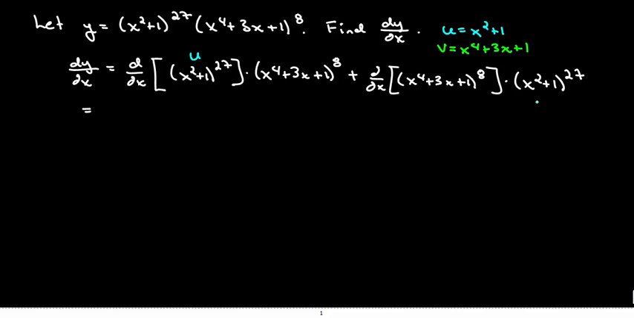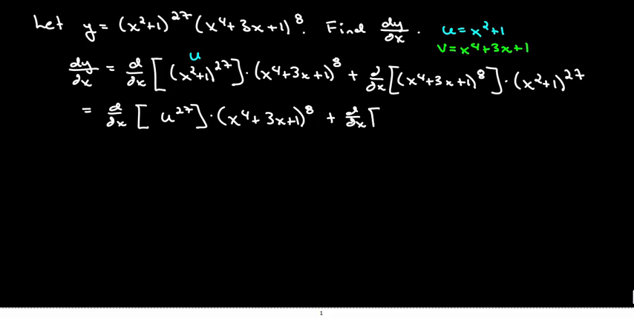Now I'm going to replace those in here. So I'm going to say, okay, this guy over here on the right is d dx of u to the 27th times v. I'm going to leave that in there, because at the end I'm going to want everything in terms of x, so I'll just leave that. Plus d dx of v to the 8th times x squared plus 1 to the 27th power.